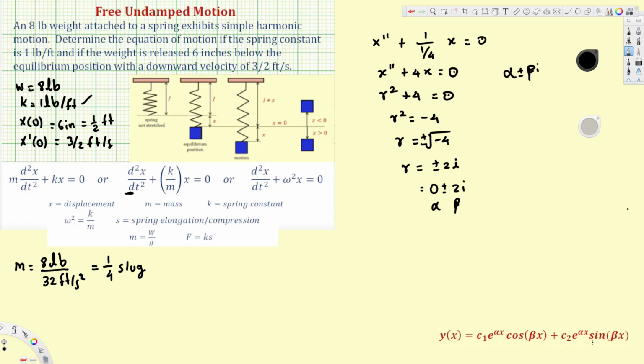And there are 3 different cases. We can have equal real roots, we can have different real roots, and we can have complex roots. When we have complex roots, this is going to be the pattern. Now let's go ahead and write it in this pattern, but our function is in terms of x of t.